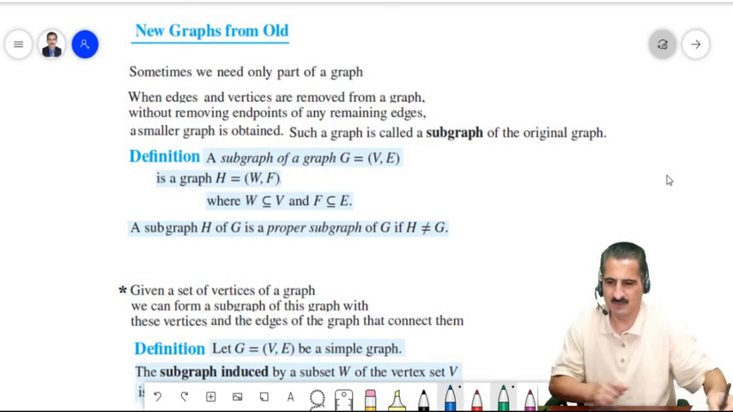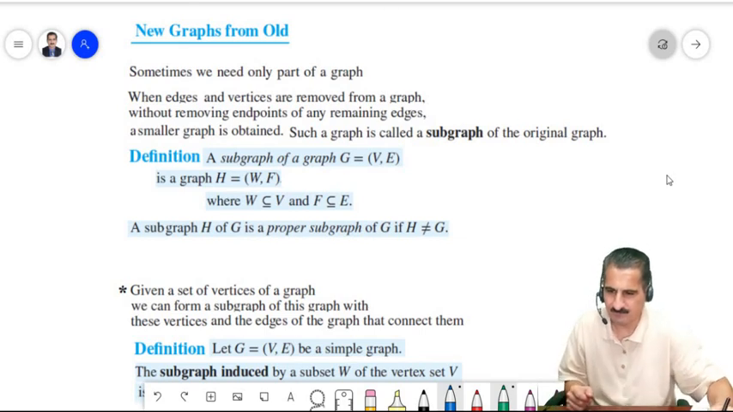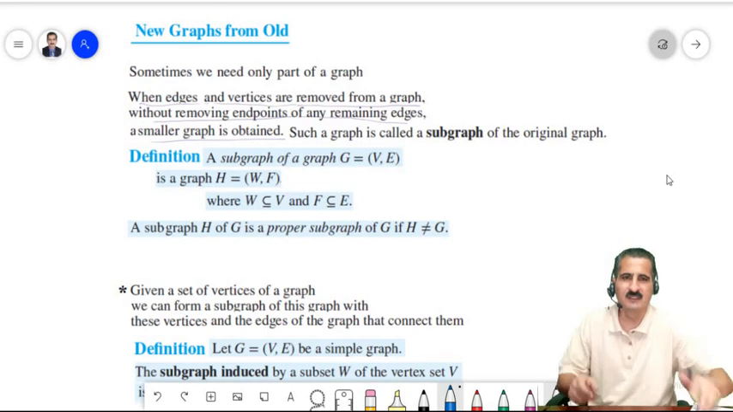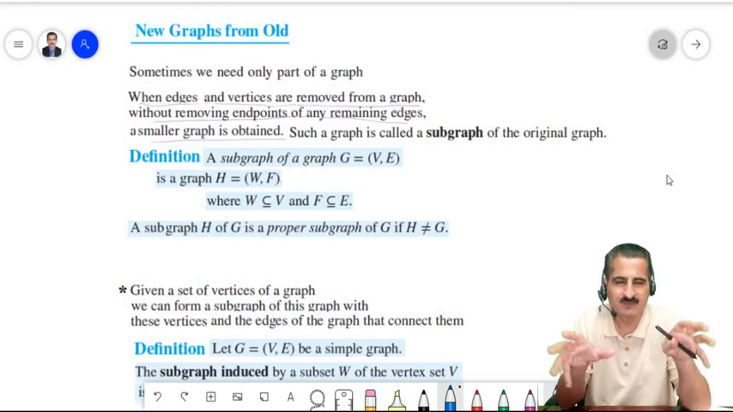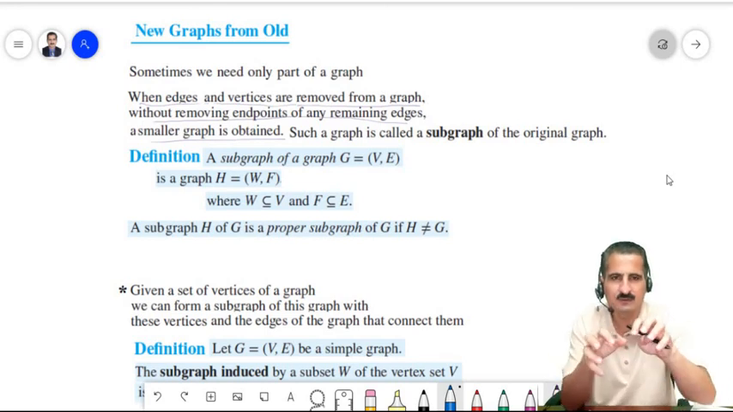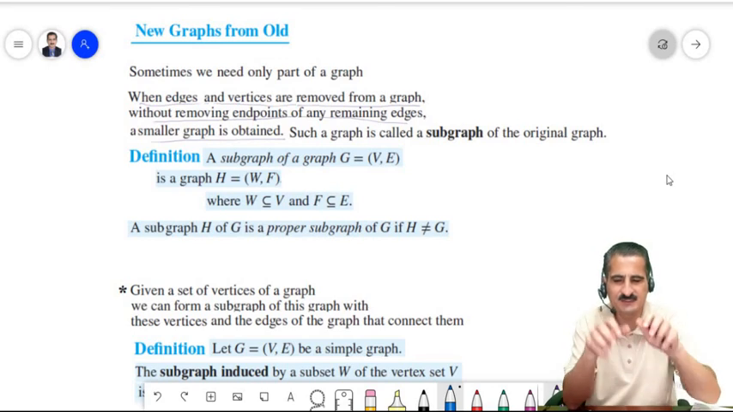Subgraphs. Okay. What do we mean by a subgraph? When edges and vertices are removed from a graph without removing the endpoints of any remaining edges, a smaller graph is obtained. So good. Assume we have a graph, okay? And then we want to remove edges and vertices out of that graph.